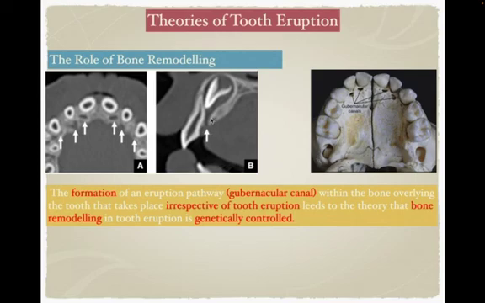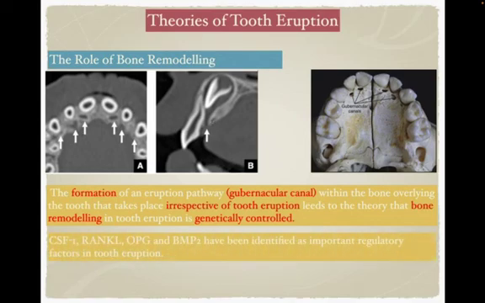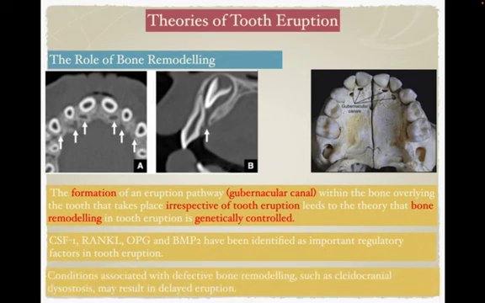Because genetics is playing a major role, the study is now focusing on identifying the genes, and these are the ones that they came up with as responsible for the eruption of these teeth, and that's as well an acceptable theory after the follicle theory. And that is proven even more in conditions affecting bone remodeling, like cleidocranial dysplasia, where they will have a delay in the tooth eruption.